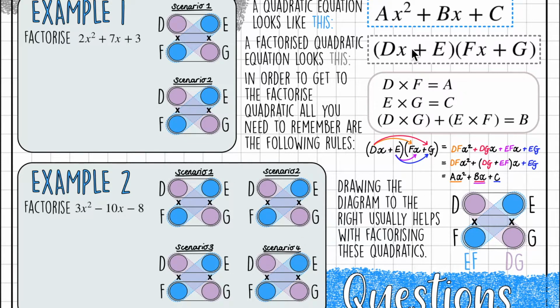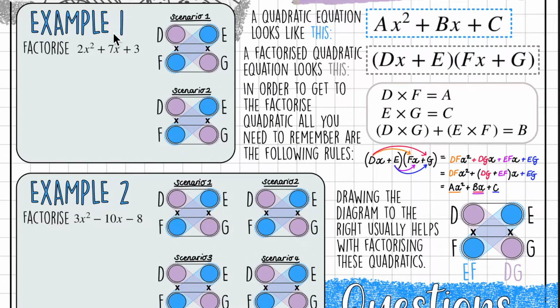This might seem quite complicated at first, but as with everything, as soon as you get into an example, things start clicking into place. So let's look at some examples. Example 1, factorise 2x squared plus 7x plus 3. So we know what this expression is, it's a quadratic, and we know that when factorised it has to look like the following. Now we know from our rules here that d times f must equal 2, e times g must equal 3, and dg plus ef must equal 7.